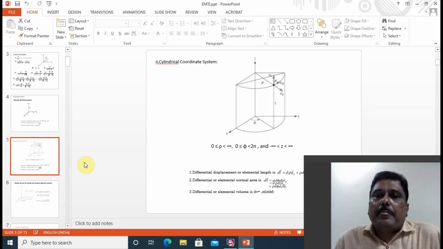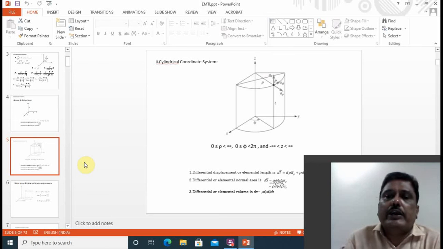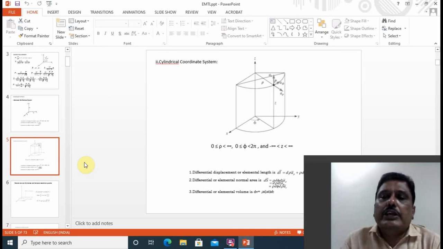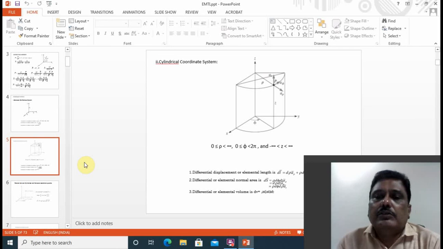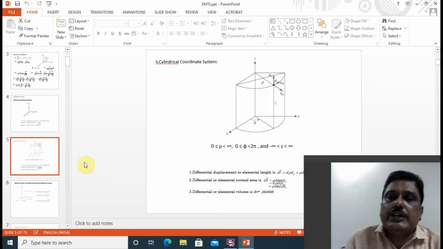So the elemental length or differential displacement in cylindrical coordinate system is dl bar equal to d rho a rho bar plus rho d phi a phi bar plus dz a z bar.